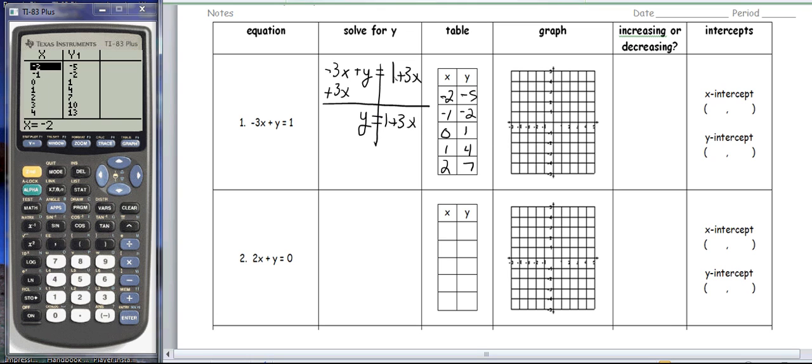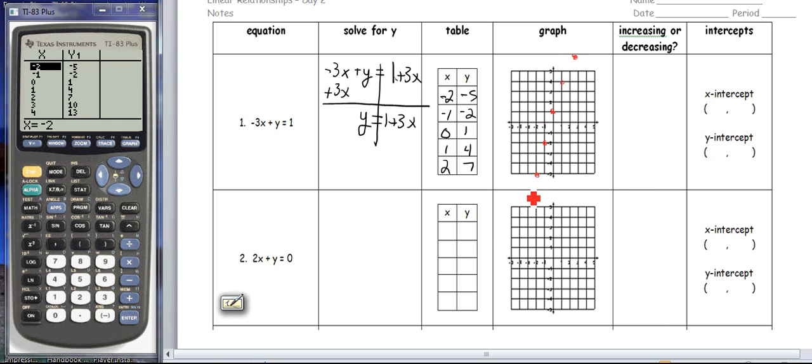Now, I need to translate those points onto my graph. So -2, -5. -1, -2. So I'm going to go to -1 on my x, and then -2 on my y. 0, 1. 1, 4, and 2, 7. Now I really can't see 7 on there, so I'm just going to estimate. I'm thinking it's going to be right about here.